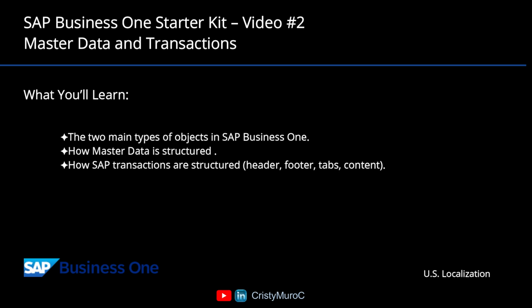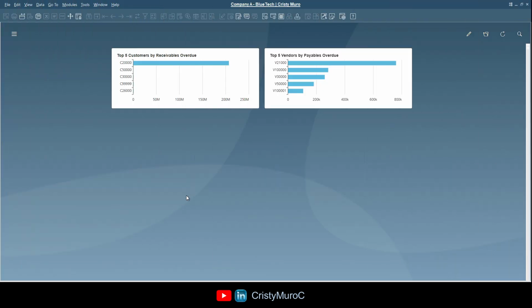In this video, I'm going to show you the two main types of objects that we have in SAP, how the master data and transactions are structured. So let's get started. In SAP, we have two main types of objects. We have the master data and transactions.